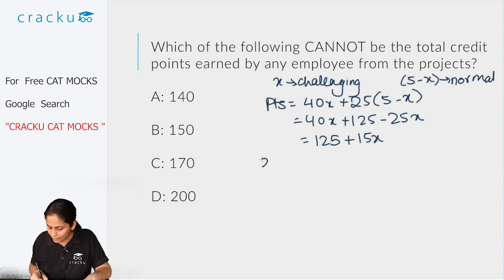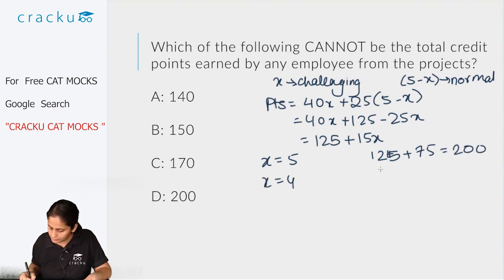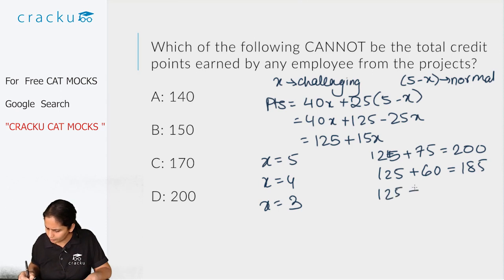So now suppose x is equal to 5, that he works on all the challenging projects. If x is equal to 5, this becomes 125 plus 75, that is 200 points. When x is equal to 4, this is 125 plus 60, that is 185. When x is equal to 3, this is 125 plus 45, that is 170. When x is equal to 2, it is 125 plus 30, that is 155.